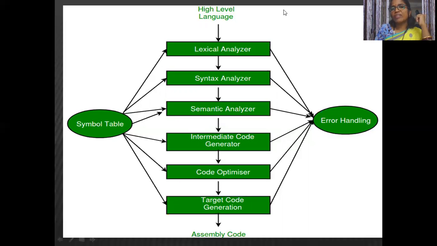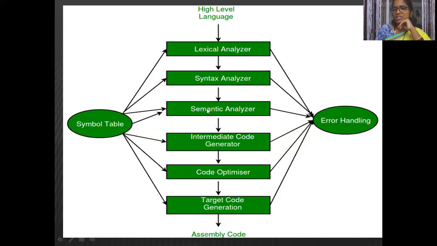So the high level language will be given as input to the lexical analyzer. Next, the output of the lexical analyzer will be input to the syntax analyzer. Output of the syntax analyzer will be input to the semantic analyzer. Next, the output of the semantic analyzer will be the input to the intermediate code generator. Output of the intermediate code generator will be input to the code optimizer. Output of the code optimizer will be the input to the target code generator, and the result will be the assembly code, which is nothing but an exe file, which is ready for execution.